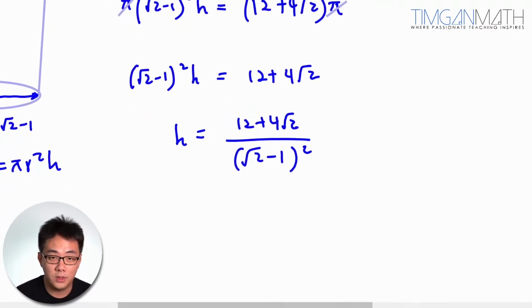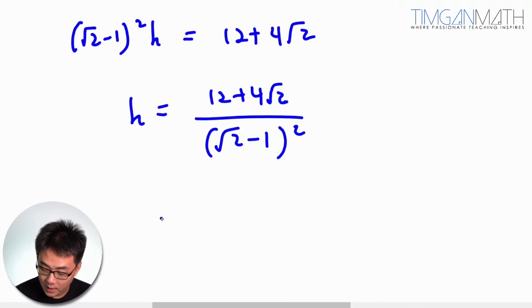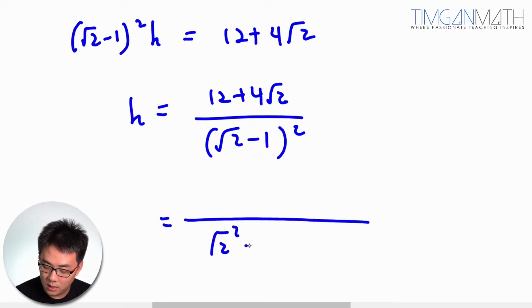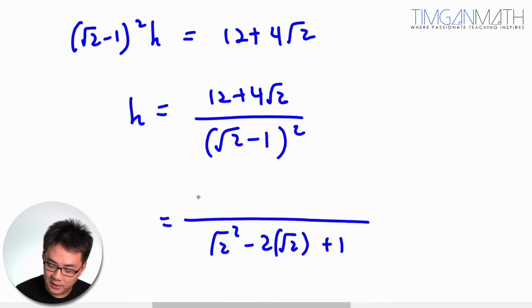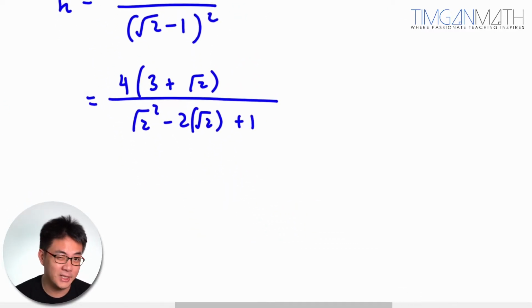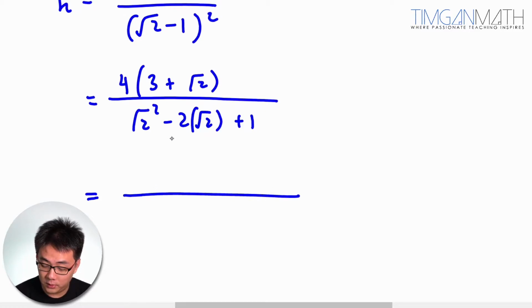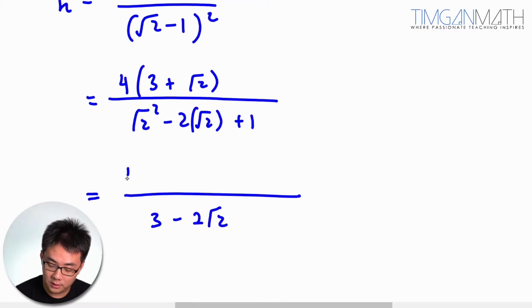Then you just proceed to expand this. Over here will be root 2 squared minus 2 root 2 plus 1. For the top, I'm just going to factorize the 4 out, so it's 4 times 3 plus root 2. It's easier if you factorize. So the bottom would be 2 plus 1, so it's 3 minus 2 root 2.